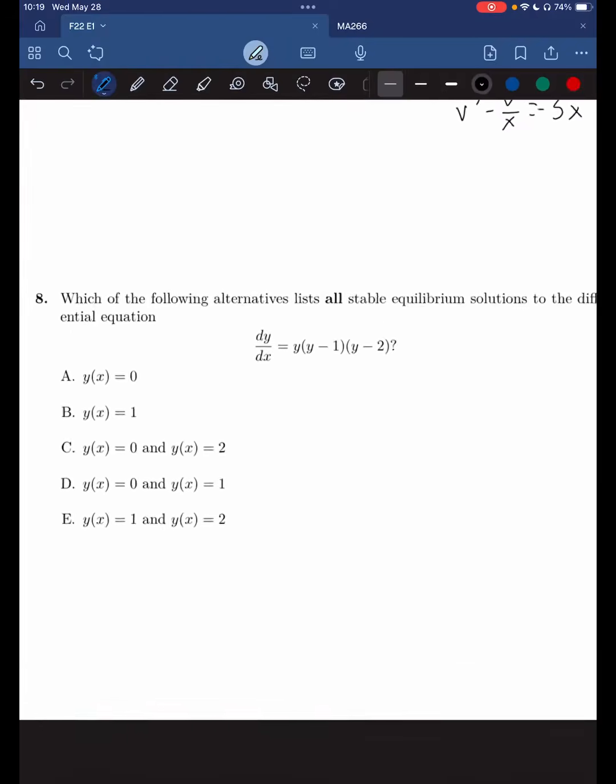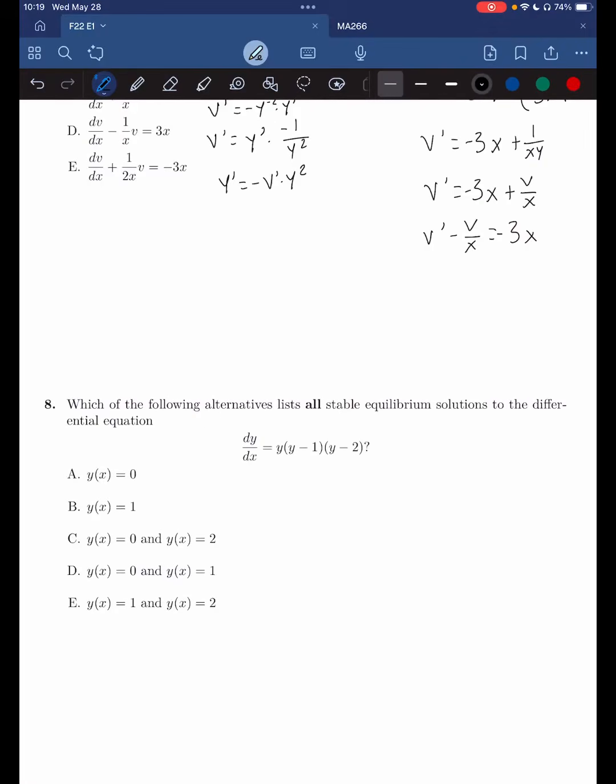Number 8, which of the following alternatives list all stable equilibrium solutions to the differential equation? So first we want to find our critical points, right? Critical points is just when this is equal to 0. It's pretty easy. y is equal to 0, 1, and 2. From here, we want to make our number line, or rather our sign chart, and try to make it relatively accurate, like 0, 1, 2.